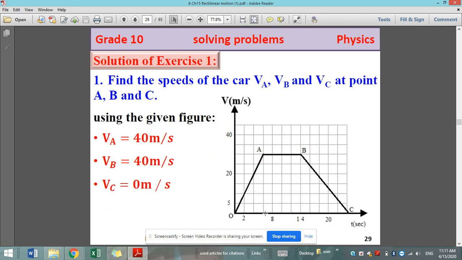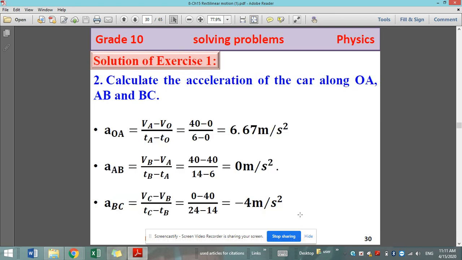For the second phase, which is from A to B, it's VB minus VA over TB minus TA. The time between these two positions is here 6, so having 2, 4, 6, and 8, the duration of this phase is 8 seconds. And 40 minus 40 over 14 minus 6 is actually 0 over 8, which is 0 meters per second squared.